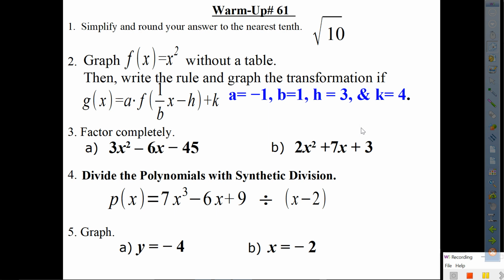Alright, so you're working on warm-up number 61. Number 1 reads, simplify and round your answer to the nearest tenth, and they give you square root of 10. See how you do with that. Number 2, it says graph f of x equals x squared without a table.